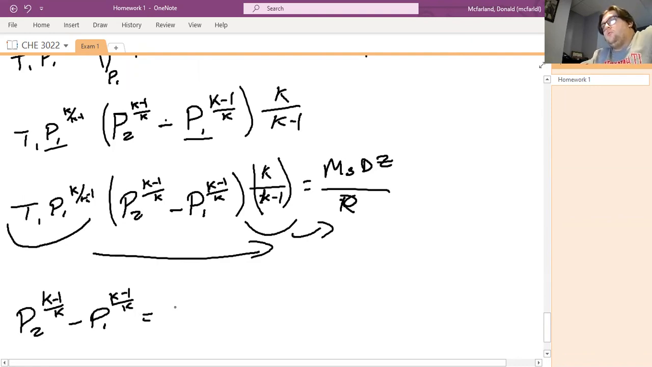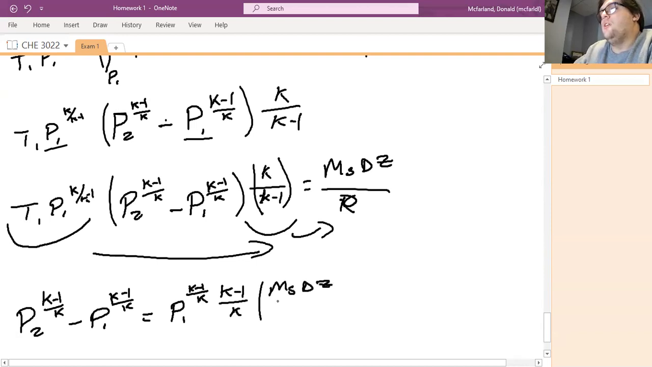which will be equal to our P1 to the K minus 1 over K, because we're dividing, so this will flip, times this, divided, so this will flip as well, K minus 1 over K, multiplied by this, so mg delta z over R, and don't forget we brought our T1 over as well, so we have our T1 down here. So this is what our equation looks like so far.